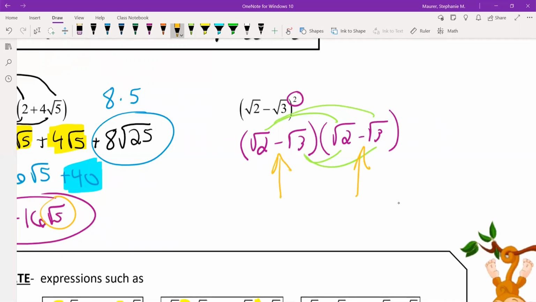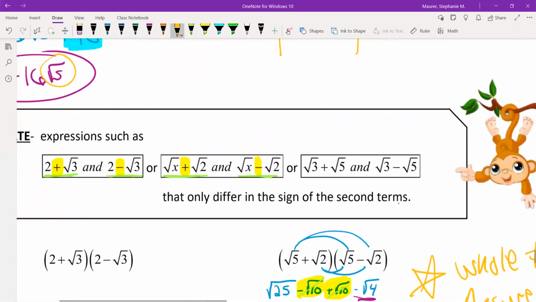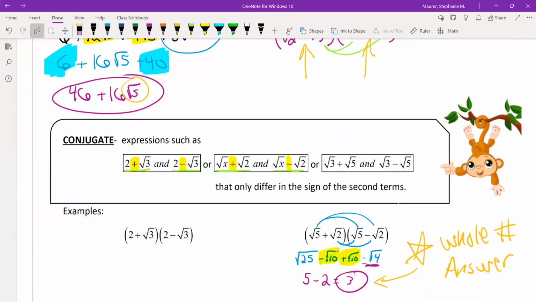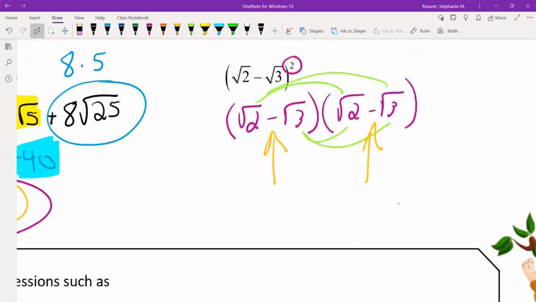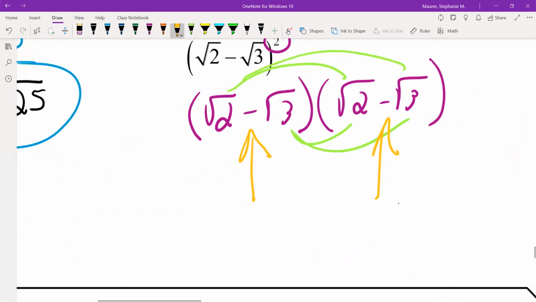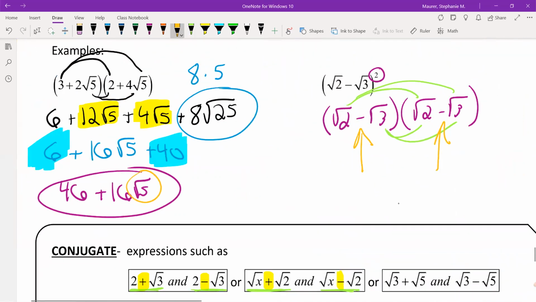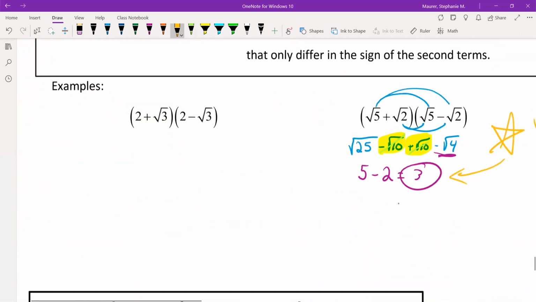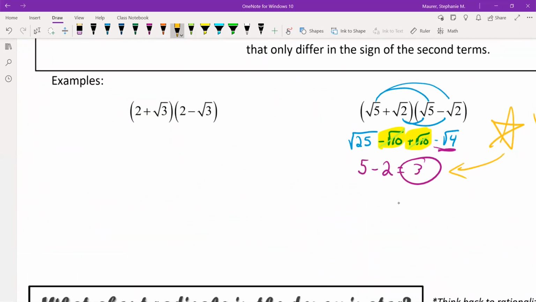because this is a minus and so is this. So a conjugate means you have a plus version and a minus version of the exact same thing. Square root of 2, square root of 3, square root of 2, square root of 3, but this is a minus and so is this, meaning it's not a conjugate. The only time your answer works out to be a beautiful, simple whole number is when you're dealing with a conjugate.